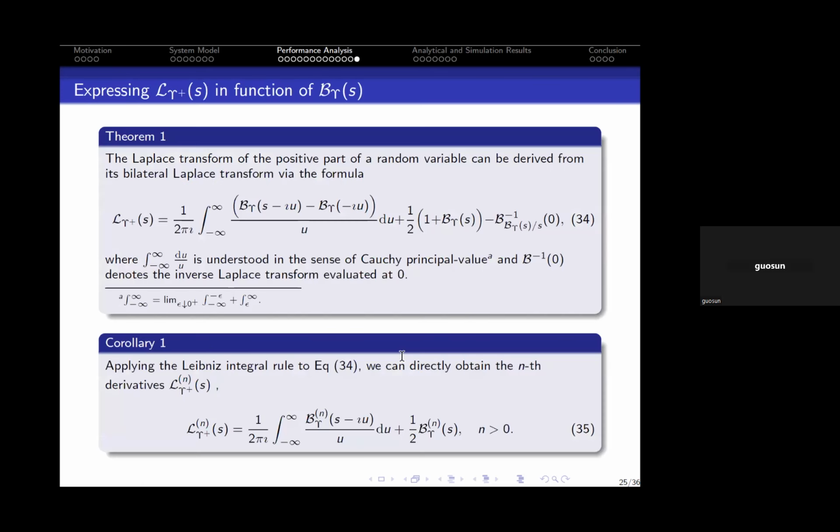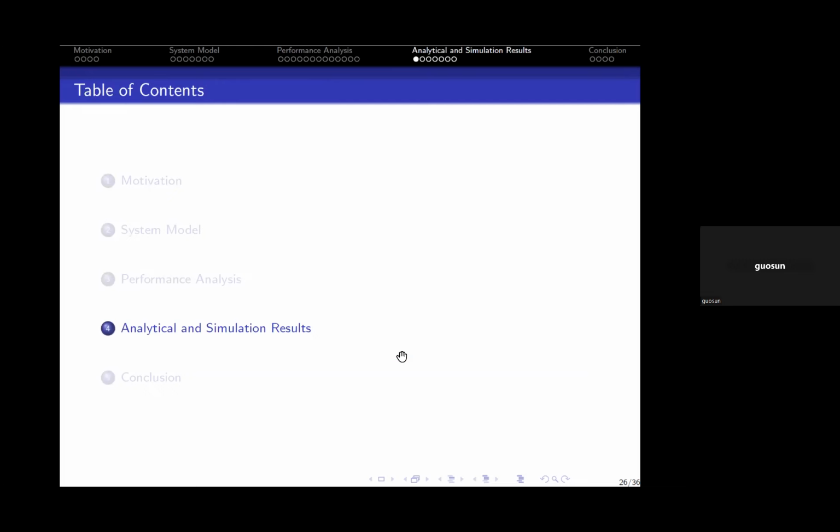Here the main contribution in our work is we provide an analytical function. This is a singular type integral from minus infinity to a very small epsilon, and from epsilon to positive infinity. This is in the sense of the Cauchy principal value integral. So with this formula, we can directly separate the Laplace transform functionals. And even for higher order derivatives, you can directly apply Leibniz rules. So far, so good. Okay, if you merge these three steps together, you will have the analytical result of coverage probability and ergodic rate.